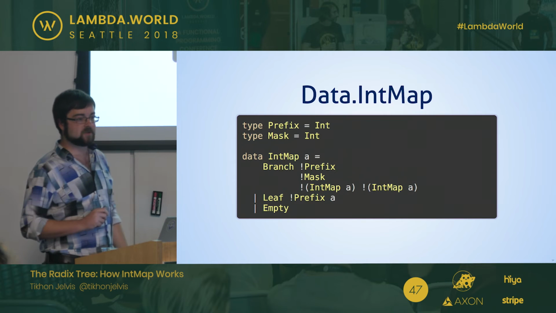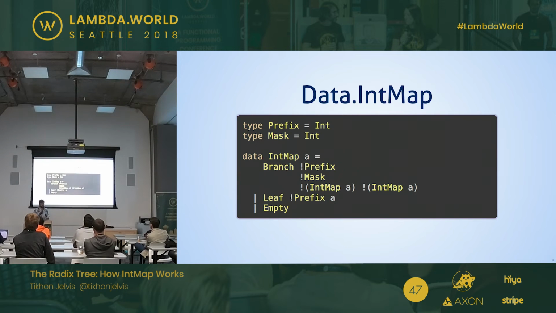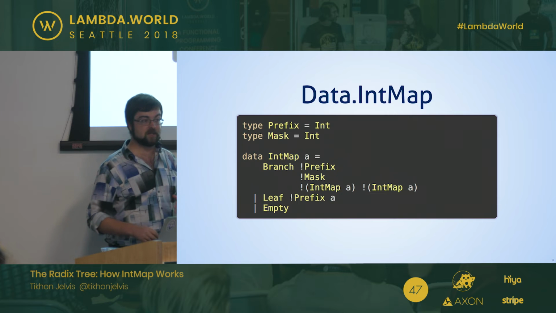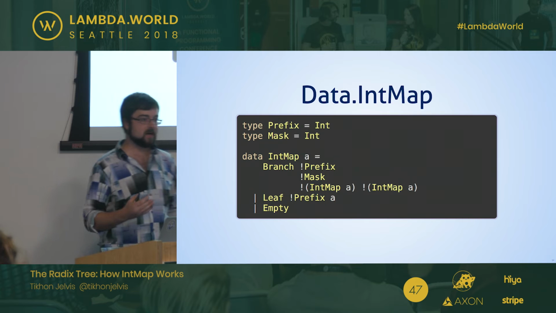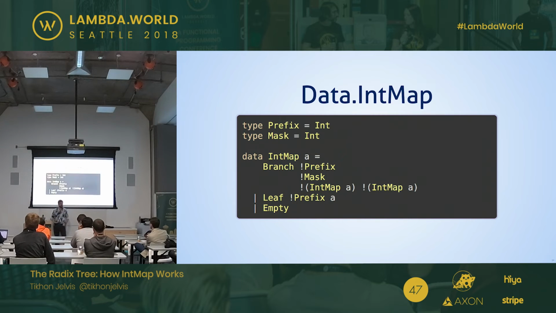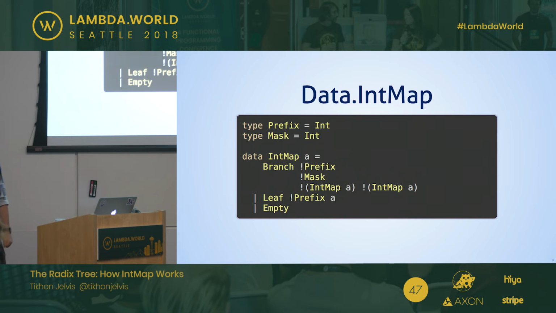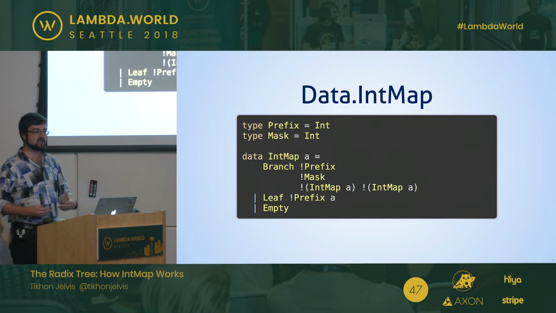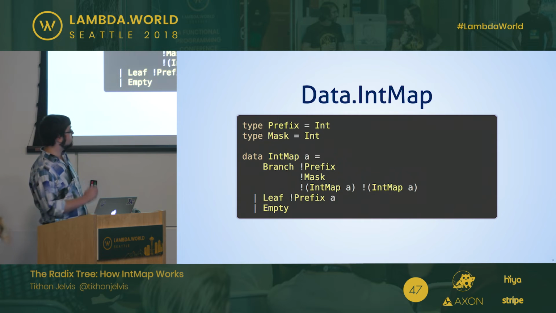Now, I should also note that this isn't the only possible representation. We can build a data structure that, instead of storing prefix and mask, stores, for example, the smallest and the largest key in that subtree. And there's a cool blog post by Edward Kmett, if you want to read about that. And the interesting thing is that that does change some of the algorithms and some of the constant factors, but it doesn't change the overall shape of the data structure, and it doesn't really change the asymptotic performance that we expect from the data structure.